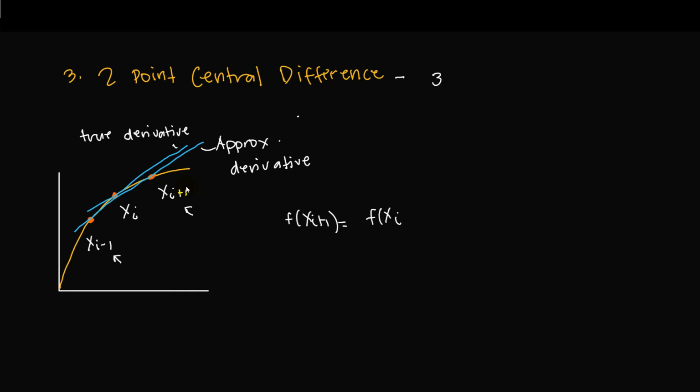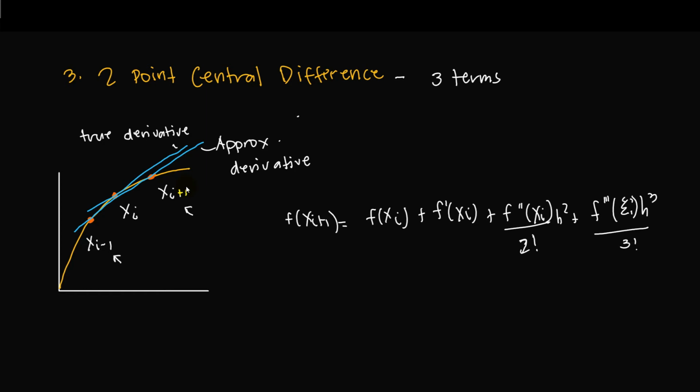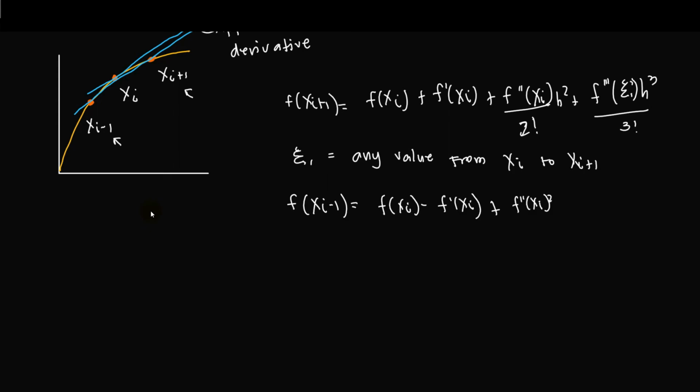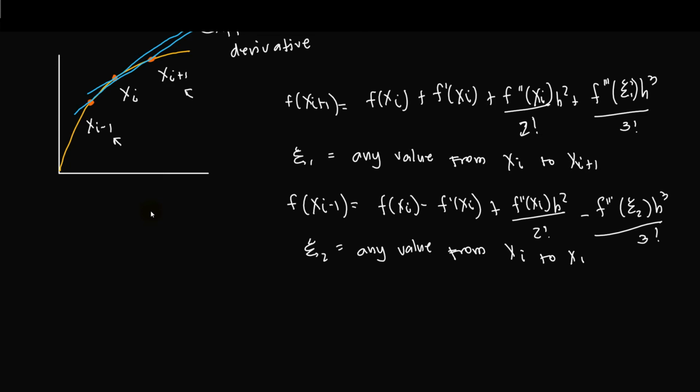We will be considering 3 terms of the Taylor series. Okay, that's it for the point x sub i plus 1. And this symbol that we have in our equation represents any value from x sub i to x sub i plus 1. Okay, how about the equation for the point f of x sub i minus 1? And this symbol that we use for the second equation represents any value from x sub i to x sub i minus 1.